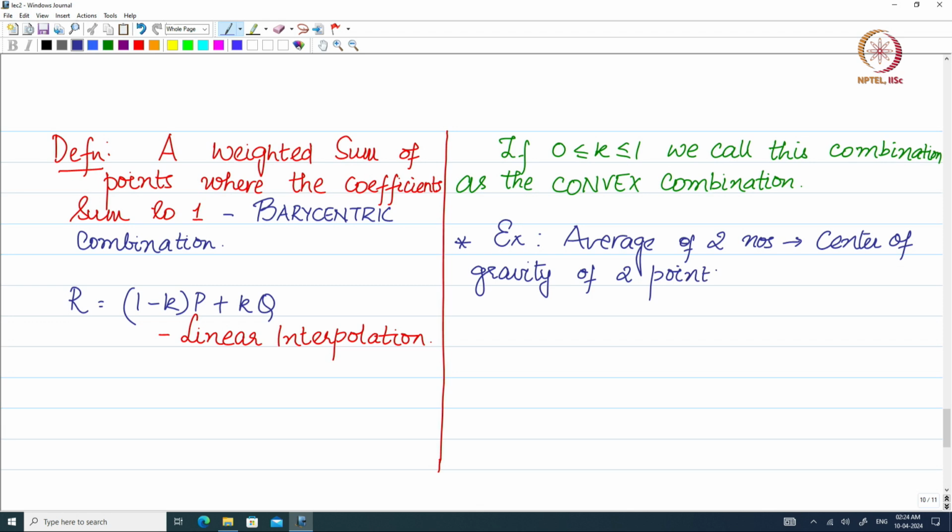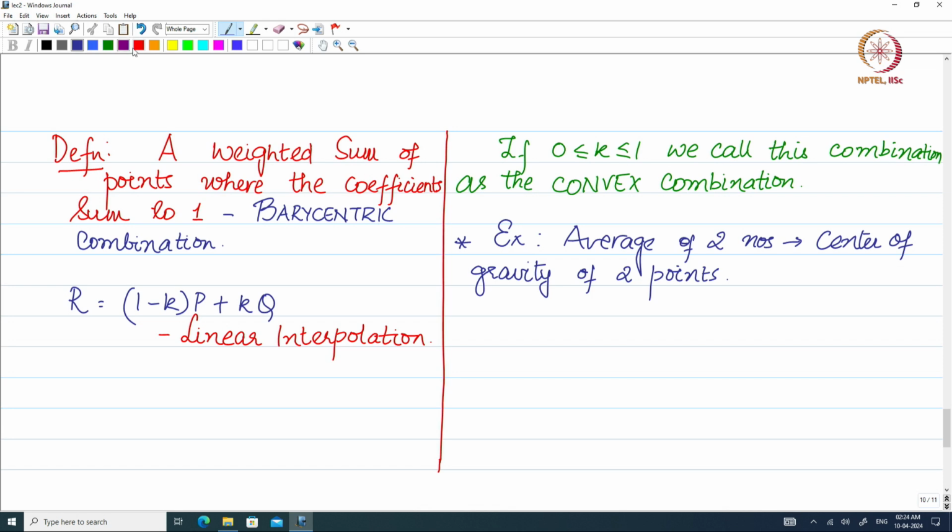Anybody who does random variables will see that the expected value of x is given by sigma x times p_X of x, where p_X of x is the probability mass. That corresponds to the weights, and the values are the values the random variable can take. So you see that there is a convex combination happening over there.